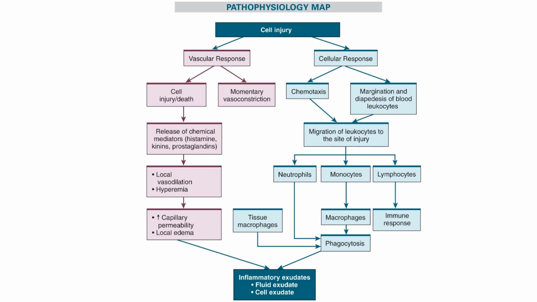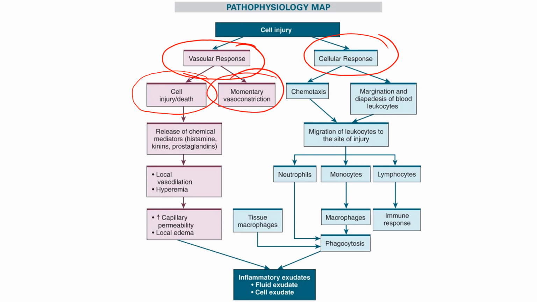So this chart is from your textbook, and I like how it lays out what is happening after a cell is injured. All right, so pathophys map, cell injury. On the left side, we have a vascular response, and on the right side, we have cellular response. So starting off with the vascular response, we're talking about blood vessels. So at the moment of cell injury or death, from whatever is causing it, it does not matter what's causing it, there's going to be a momentary vasoconstriction.